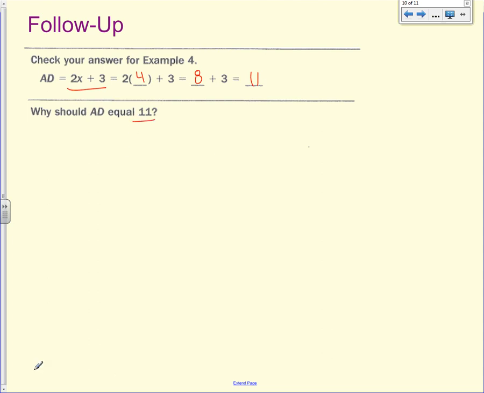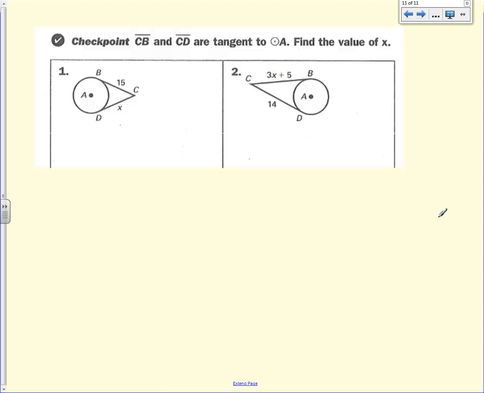So why should AD equal 11? Because AB equals 11. They should be the equal measures. All right, we've got 2 checkpoints. Let's do those together, and you guys can get started on tonight's assignment. We need to find the value of x. Well, x is the length of CD. Well, we know CD is equal to CB because they're both tangent to the same circle. So we know x is equal to 15. Doesn't get a whole lot easier than that substitution there.